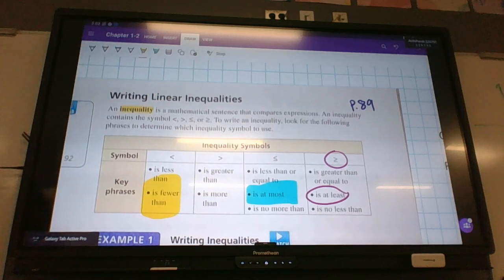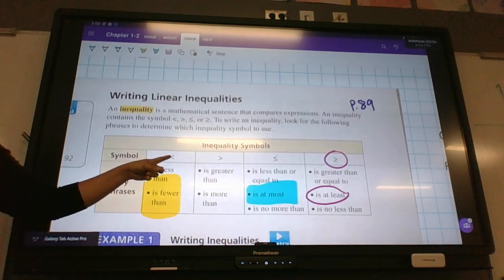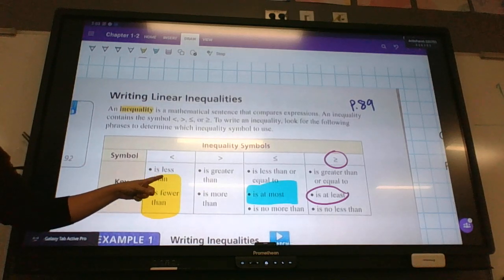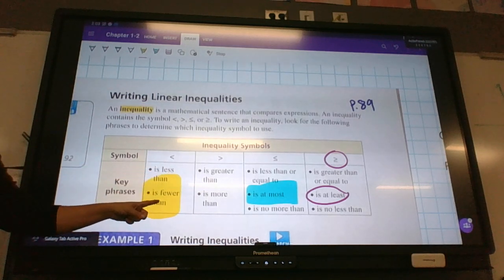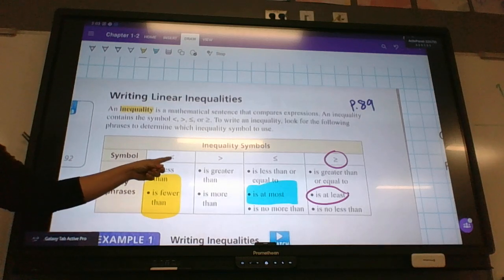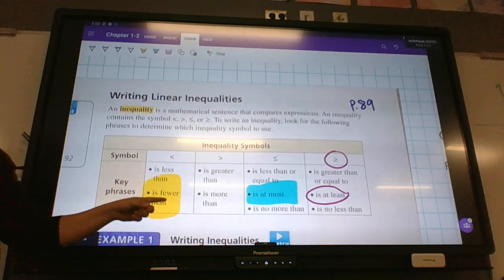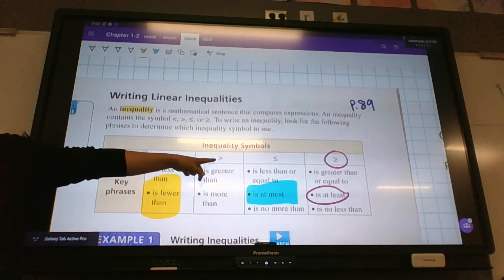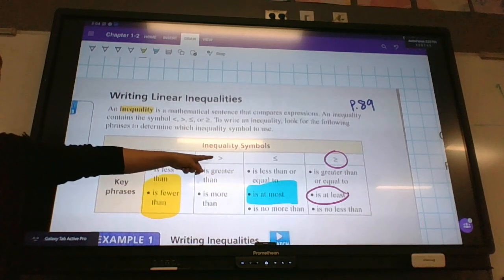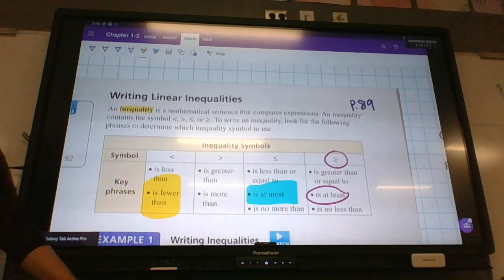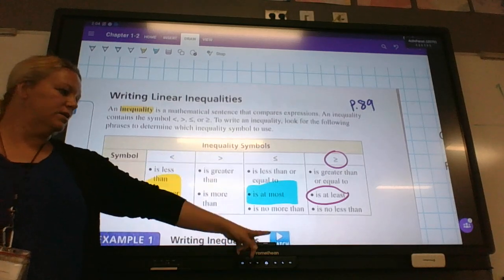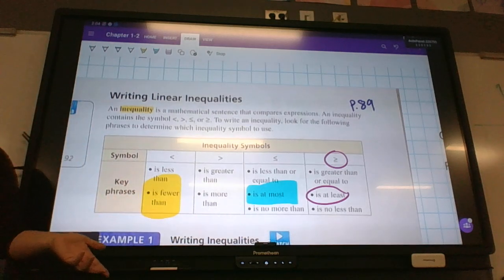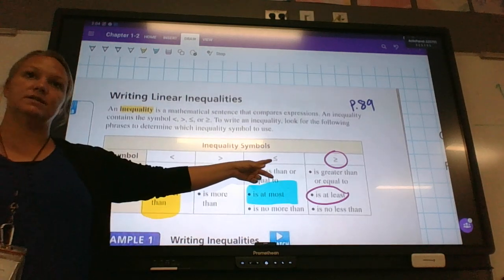So, this symbol is less than. If the words say that, you put that. If it says it's fewer than, you put that in your problem. This is a good cheat code. If it's greater than, you put this one. If it's more than, you put this one. If it's less than or equal to, you do this symbol. If it is at most, I highlighted because that's a very difficult one. It goes with this symbol.